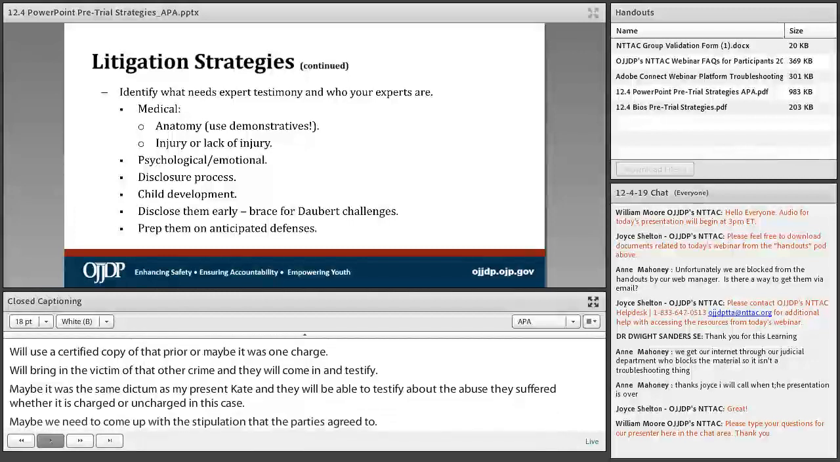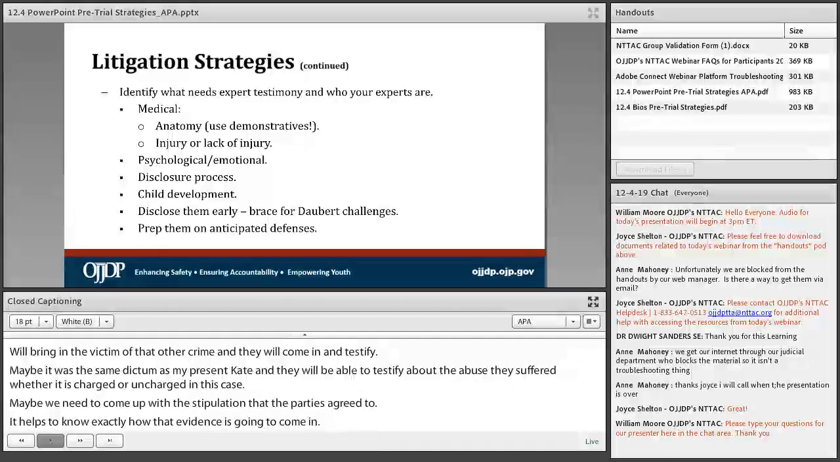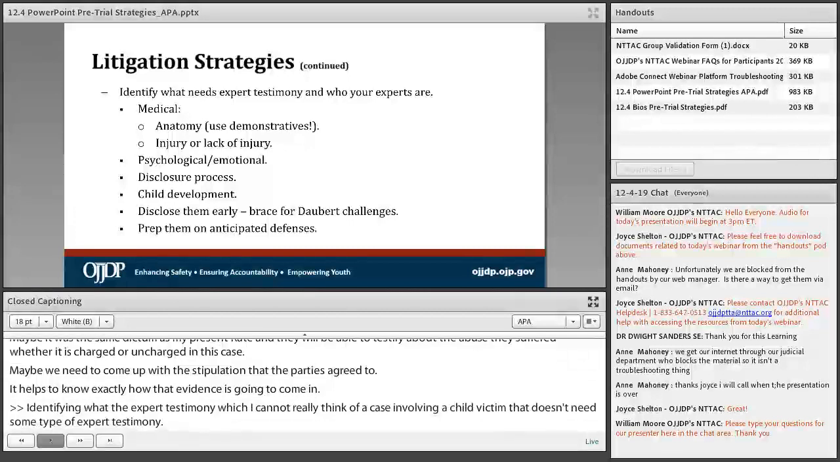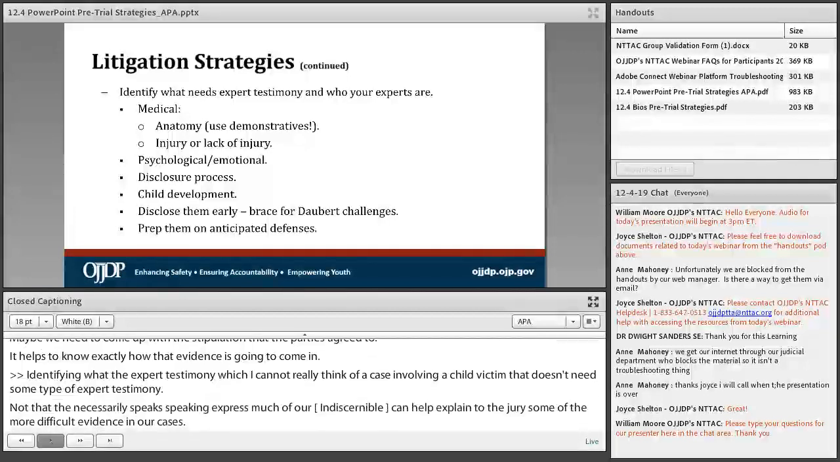Identifying what needs expert testimony, which I can't really think of a case involving a child victim that doesn't need some type of expert testimony. Not that you necessarily need to go seeking for experts. A lot of our multidisciplinary team members are built-in experts and have worked on these cases, and those are the people that we should be utilizing to help explain to the jury some of the more difficult issues in our cases.